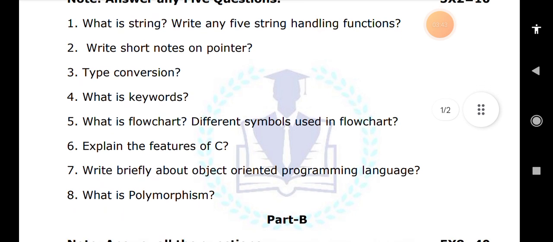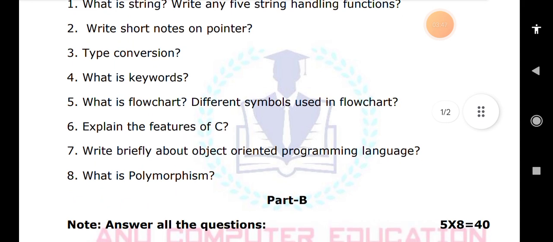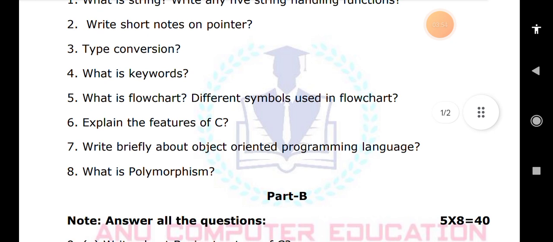Next, coming to Part B, for the first 2 marks questions, more than one paragraph is enough, and along with the syntax and example you write it. There is no need to write the program for the 2 marks question.